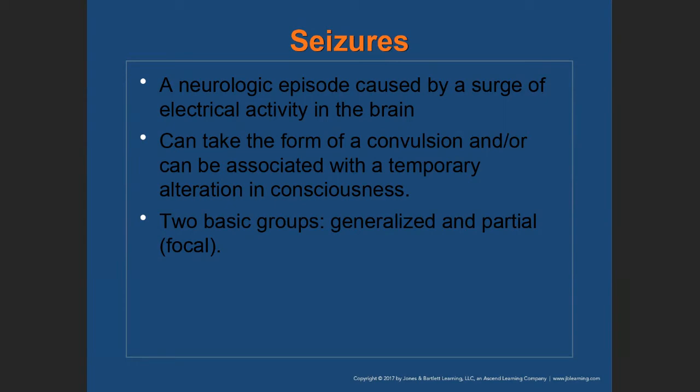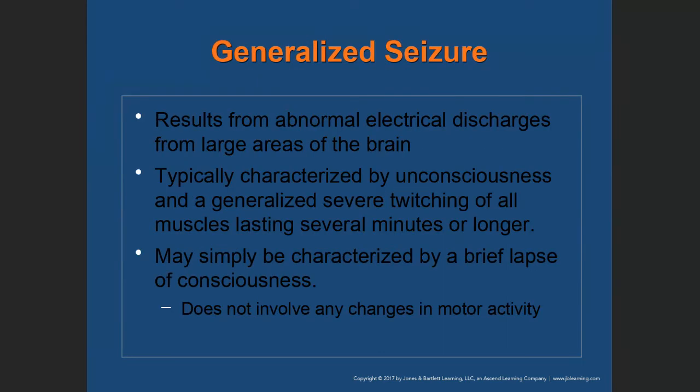So a seizure is a neurologic episode caused by a surge of electrical activity in the brain. It can take the form of a convulsion, or it can be associated with a temporary alteration in consciousness. There are two basic groups: you have generalized and you have partial, which is a focal seizure. Now let's look at generalized. Used to be called grand mal seizures. It results from abnormal electrical discharges from large areas of the brain, typically characterized by unconsciousness and a generalized severe twitching of all muscles lasting several minutes or longer. It may simply be characterized by a brief lapse of consciousness and does not involve any change in motor activity. So that's a generalized seizure.